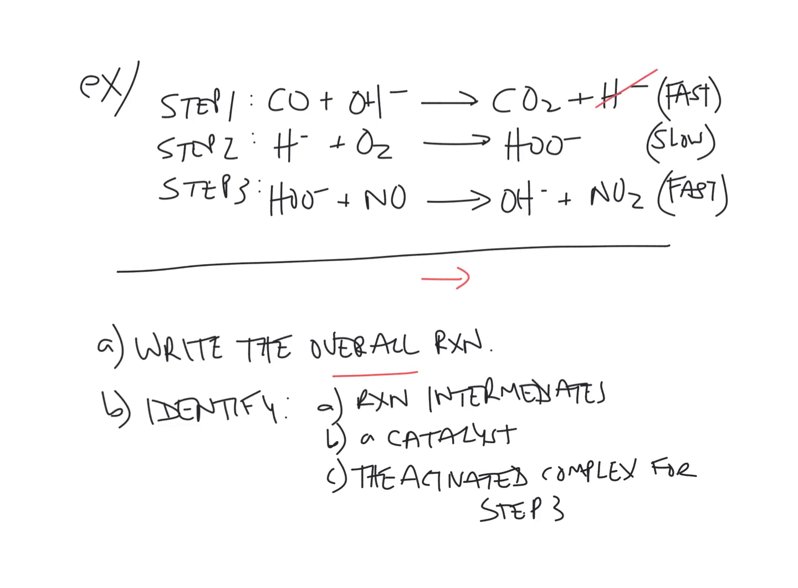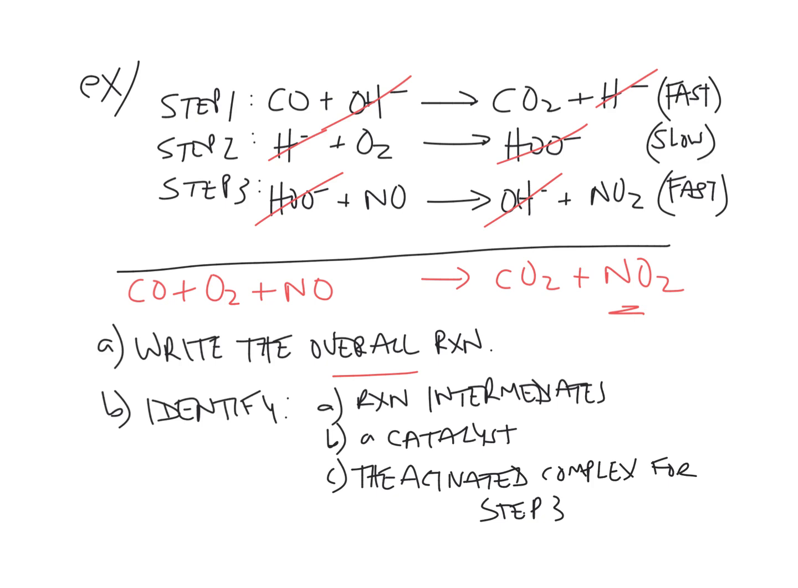We see an H minus on the right and H minus on the left. We see an OH minus on the left and an OH minus on the right. We see an HOO minus there and an HOO minus there. Does anything else cancel? I don't think so. So overall, it's CO, carbon monoxide, plus oxygen, plus nitrogen monoxide, turning into carbon dioxide and NO2. This looks like something that might happen in a catalytic converter of a vehicle. Well, maybe not, because it still produces NO2. Kind of nasty. But anyways, that would be the overall reaction.